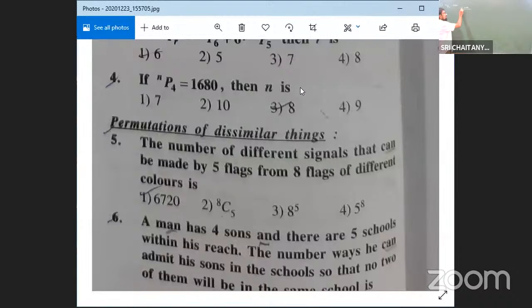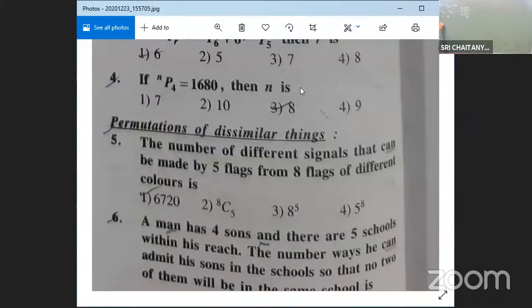1680 can be written as 8 times 210, where 210 can be written as 7 times 30, where 30 can be written as 6 times 5. That means 1680 can be written as 8 into 7 into 6 into 5, which is equal to 8P4. By comparing, n value is equal to 8.